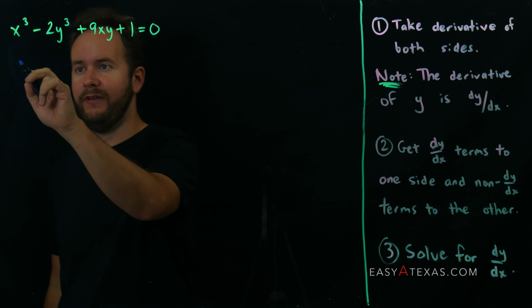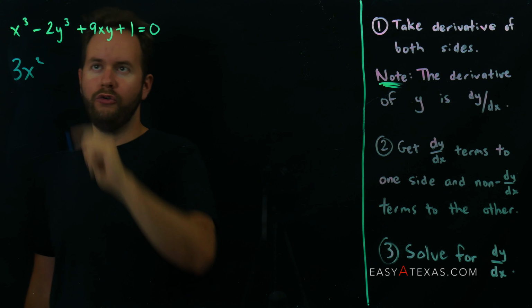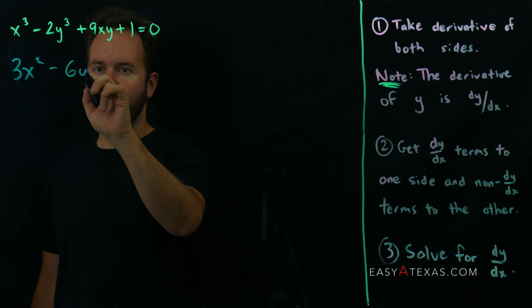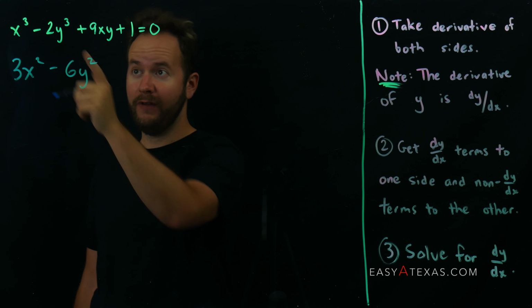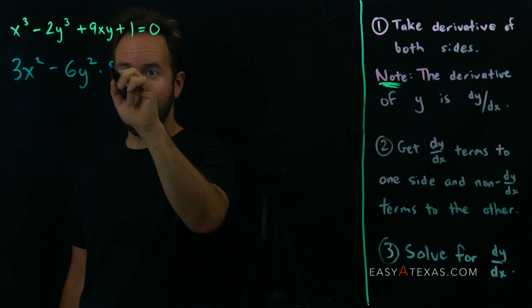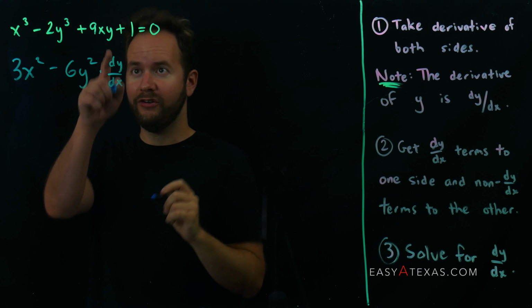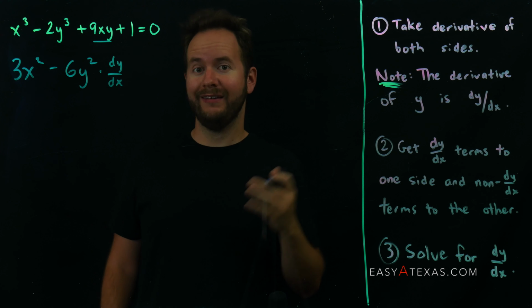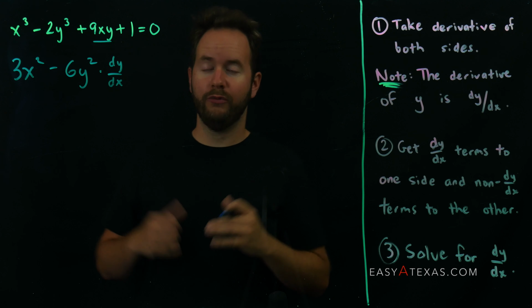x cubed's derivative is 3x squared. 2y cubed's derivative would be negative 6y squared, but because I took the derivative of a term like a y, I have to tack on a dy/dx. This next term, unfortunately, will require the product rule, 9 times x times y. We have x times y there, so we're going to use the product rule.